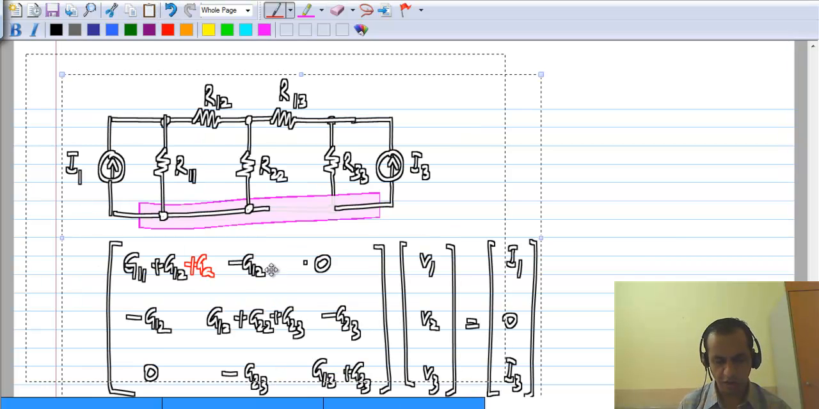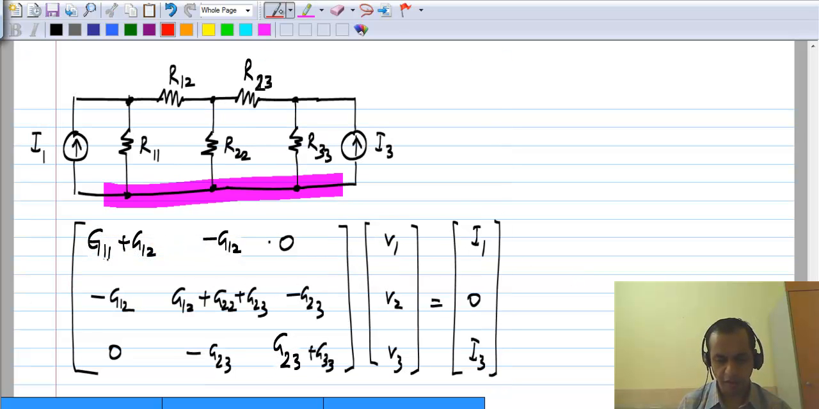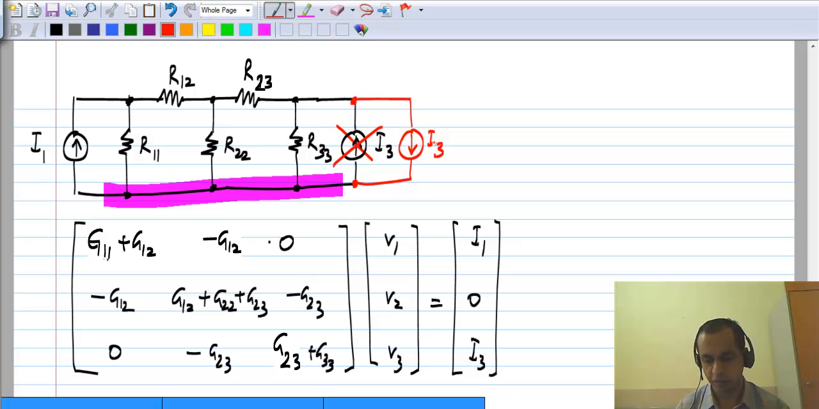Now let's consider another change. Let me get rid of this current source I3 and connect it in the opposite direction from what I had earlier. Please work out what is going to happen to the equations because of this.